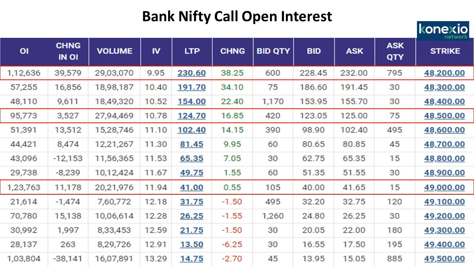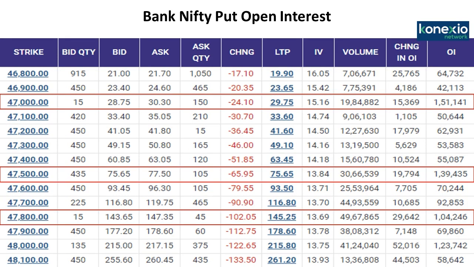Now, friends, let us discuss the Bank Nifty puts. You will see on the screen in Bank Nifty puts, the action was seen in 47,800 puts, then 47,500 puts, and 47,000 puts. Importantly, here you can see there has been a significant drop in option premiums, a rise in the volumes, and a rise in the open interest. The implied volatility is high, between 13.69 and 15.16.